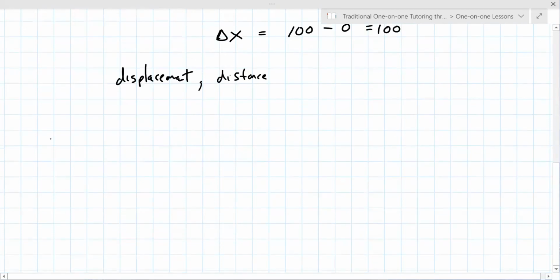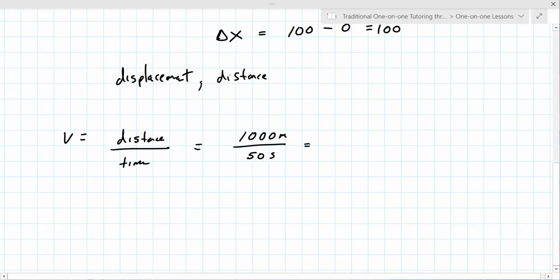So the next concept I usually talk about in physics is change in velocity. Or let's just do velocity first. So your velocity is the distance you travel over time. So if you go 1,000 meters in 50 seconds, your velocity is 20 meters per second.